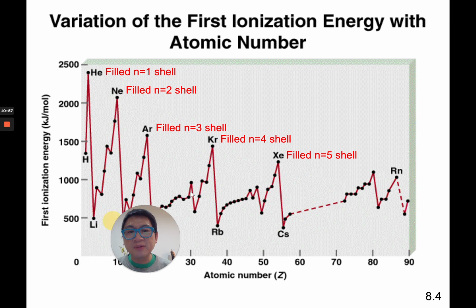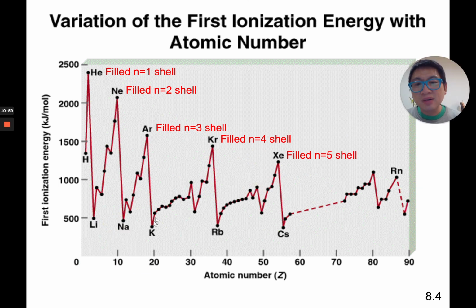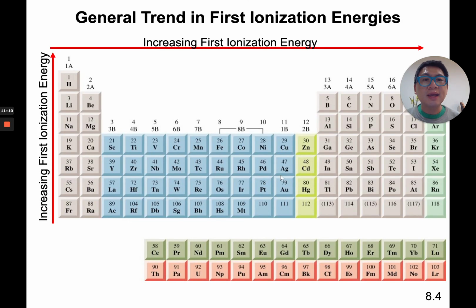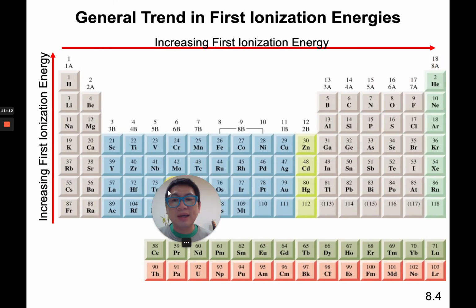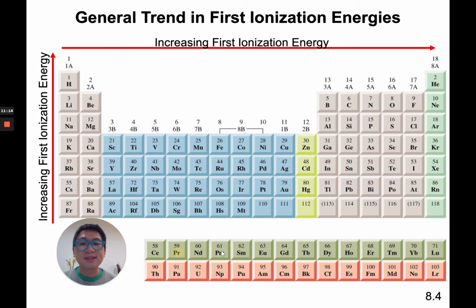It doesn't always go up; it goes up, and then it went down from this point to that point. But the overall general pattern is that it increases up and to the right. That is our general trend of first ionization energy. Okay, it is the opposite of atomic radius. Radius increases left and down.